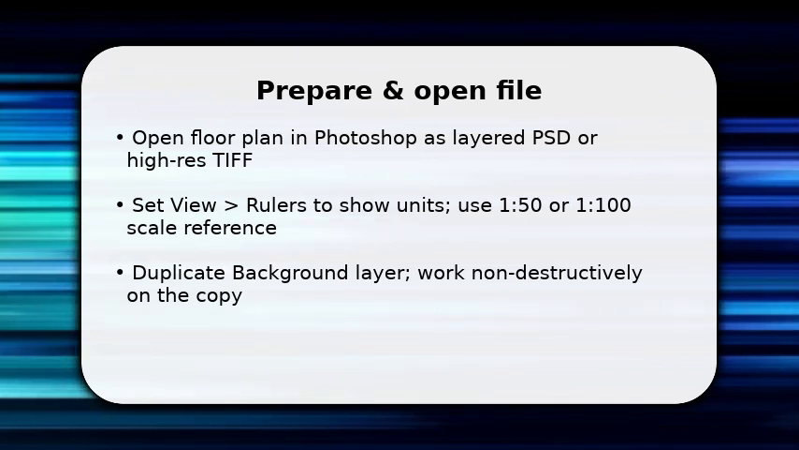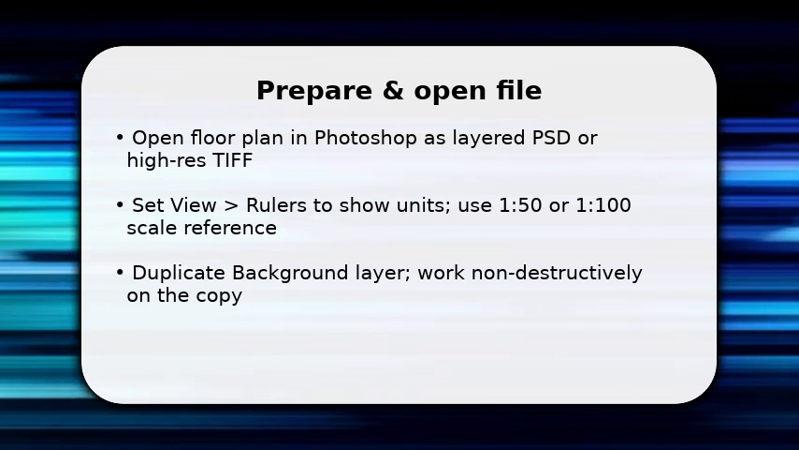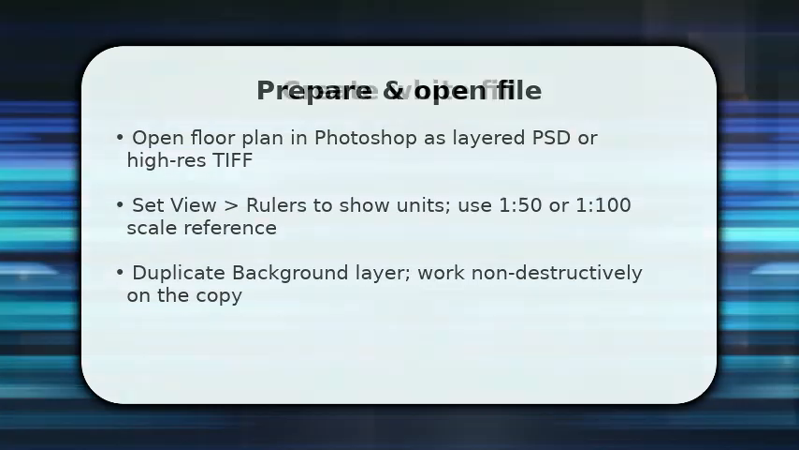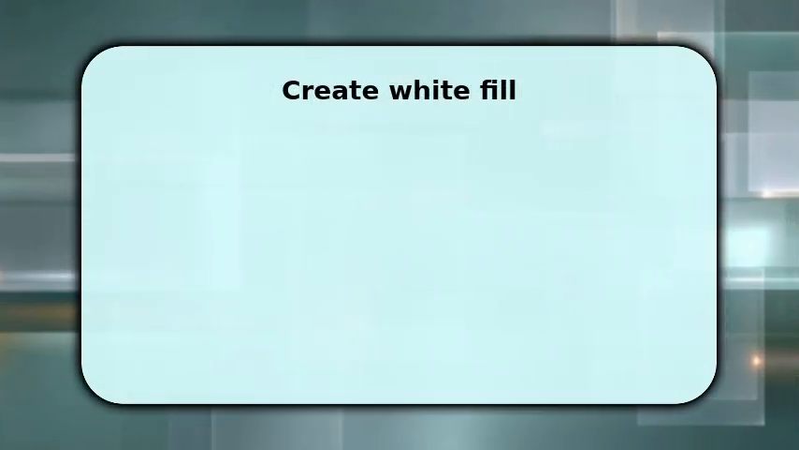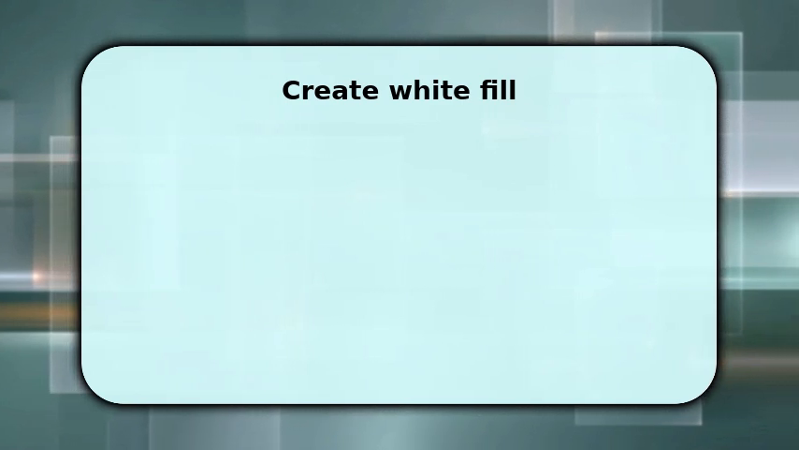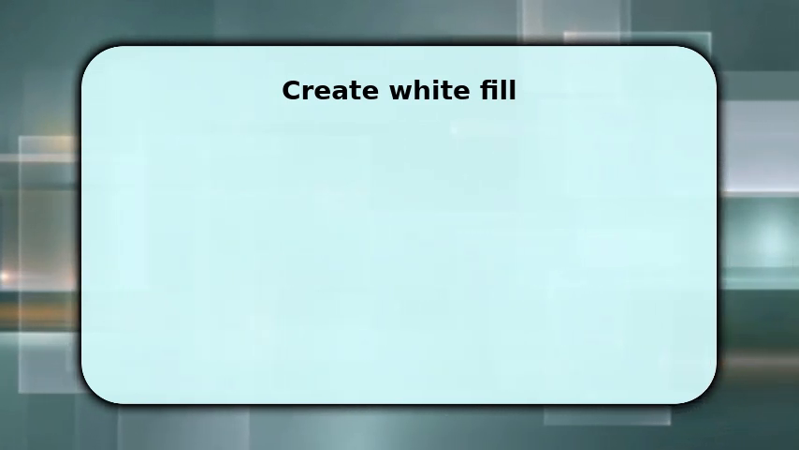Now convert the duplicated layer to a smart object if you plan adjustments. This preserves quality. Make sure your workspace shows layers, properties, and channels so you can jump to masks and blending options without hunting. Next, isolate the rooms or zones you want white by using the Quick Selection or Pen tool for precise edges. The pen is best for crisp architectural lines.